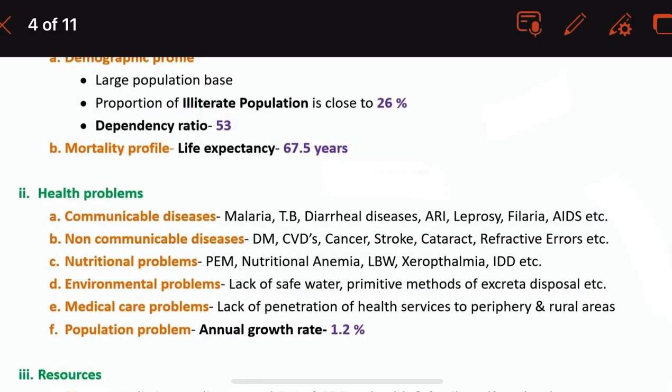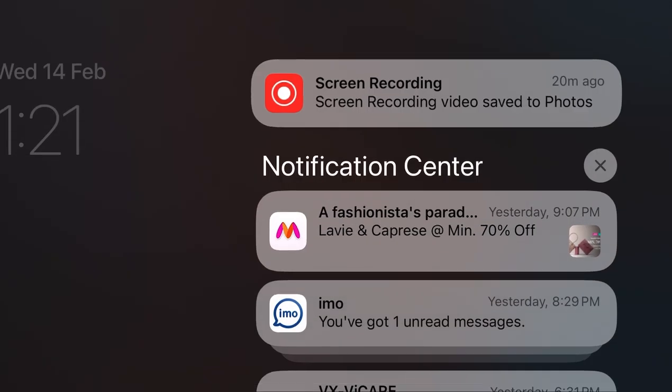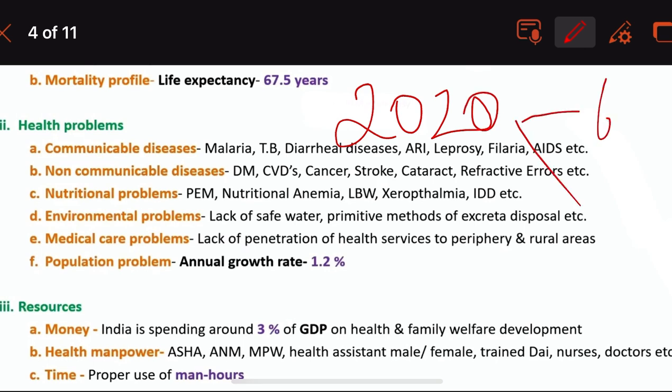So this was about the health status. How did we ascertain the health status? By measuring the demographic profile and the mortality profile. In the recent 2020 studies, life expectancy was recorded as 67 years for males, while females are living up to the age of 70 years on an average.